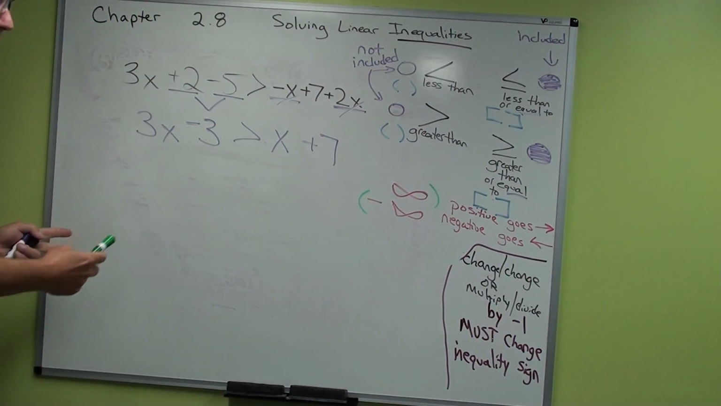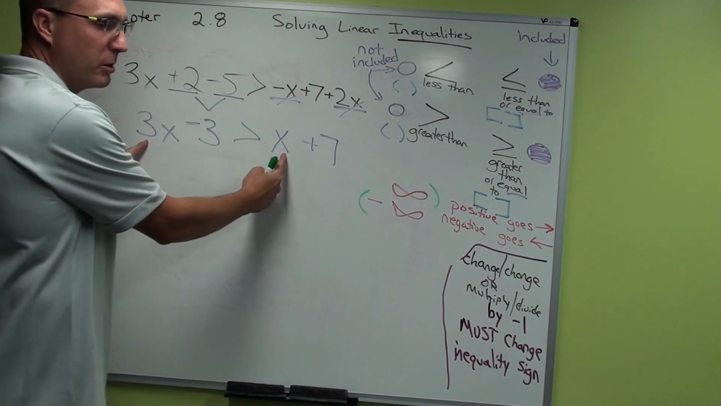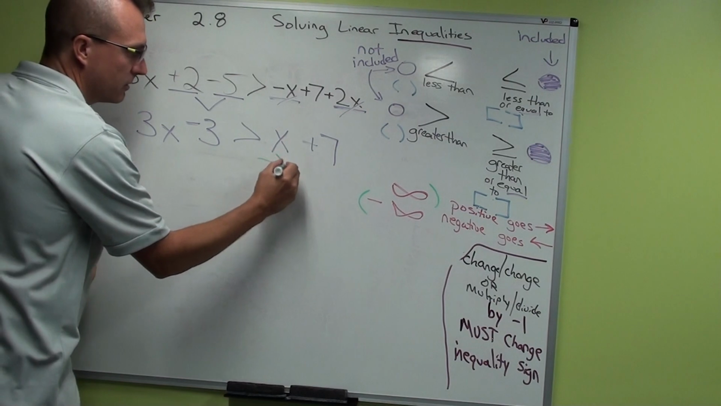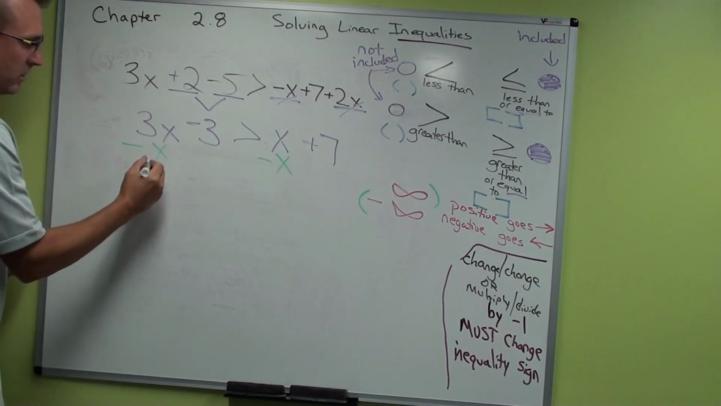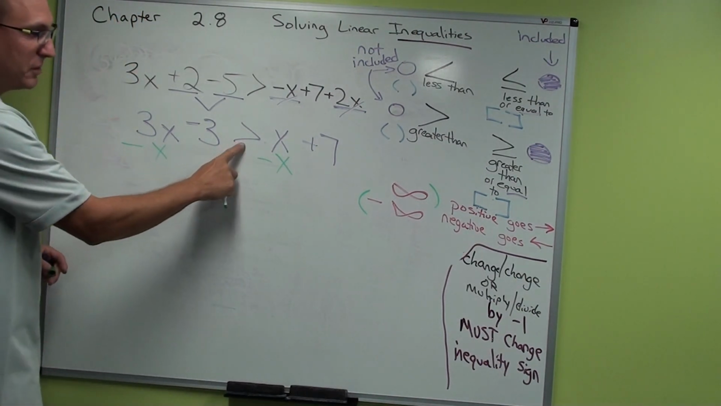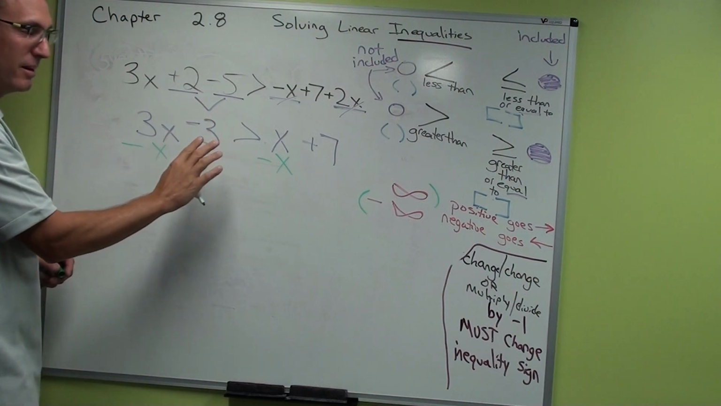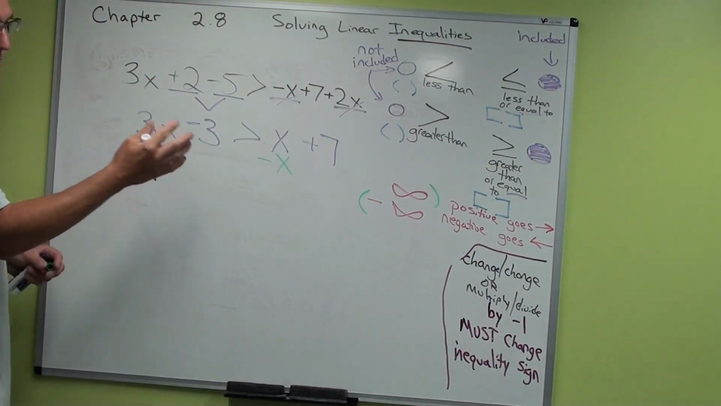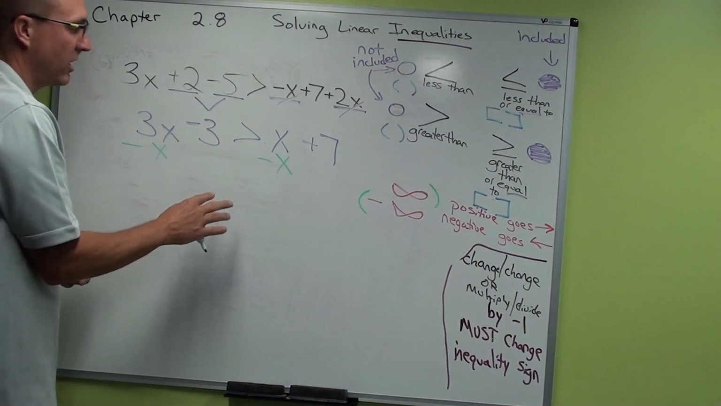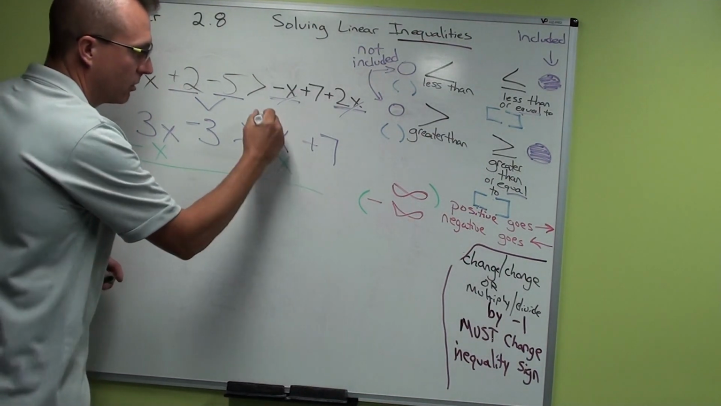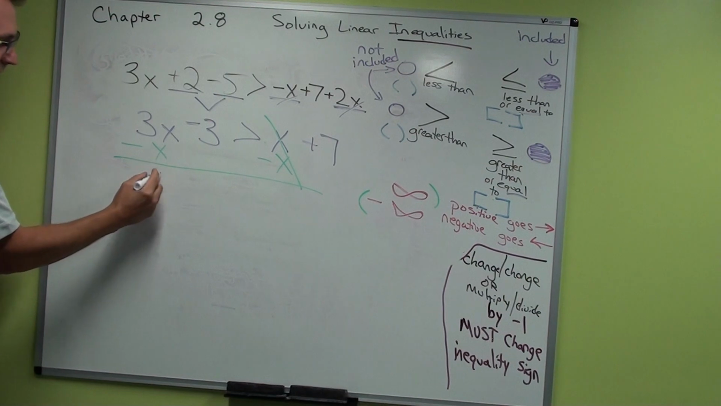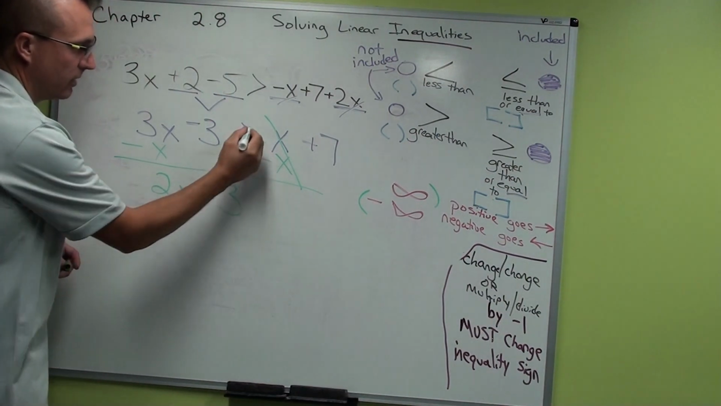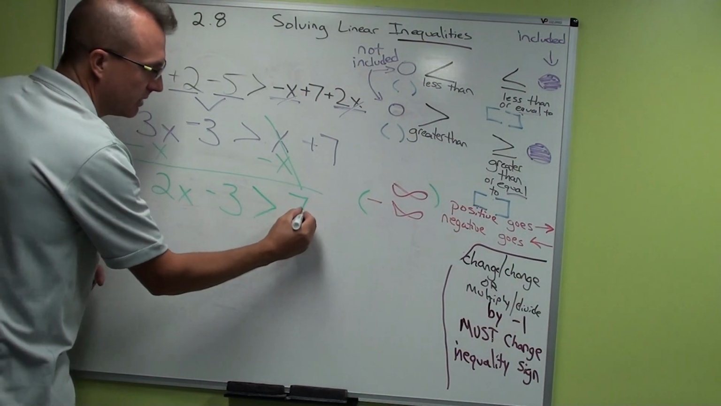Now we have to figure out, are we moving 3x or are we moving x? We're moving x. Now remember, you don't have to flip the sign because we are not multiplying or dividing by a negative. We are just subtracting, so that doesn't change the sign. Cross that out. Subtract this. This will give you 2x minus 3 is greater than 7.